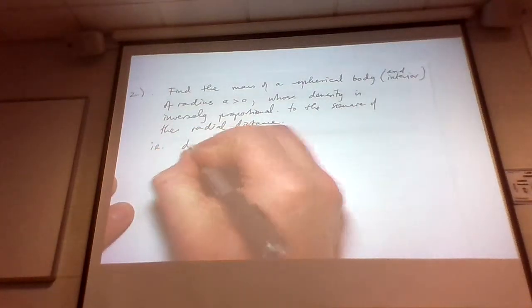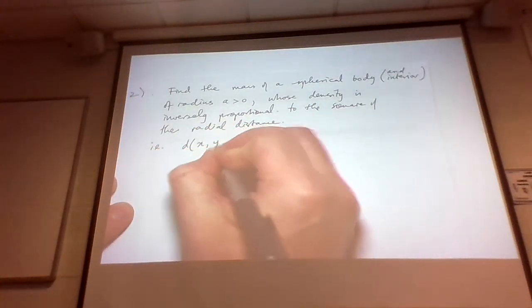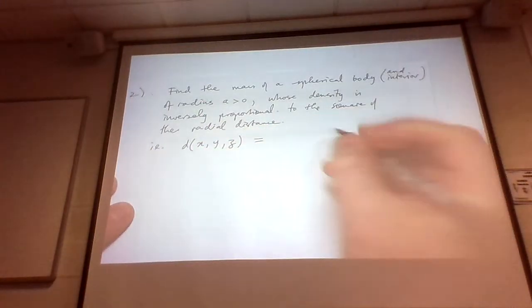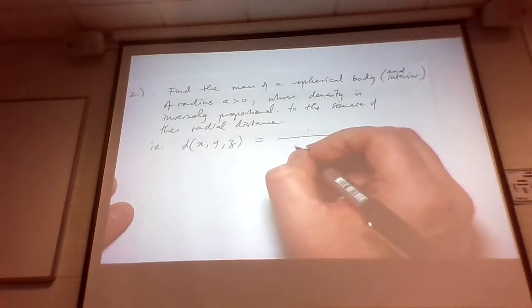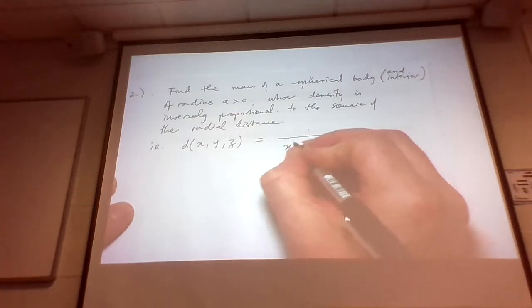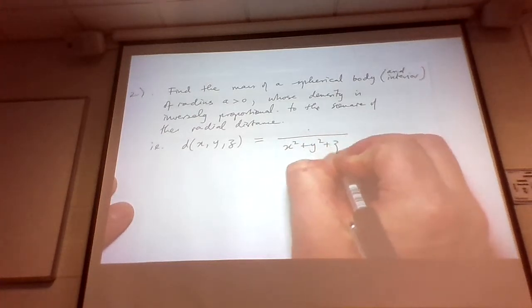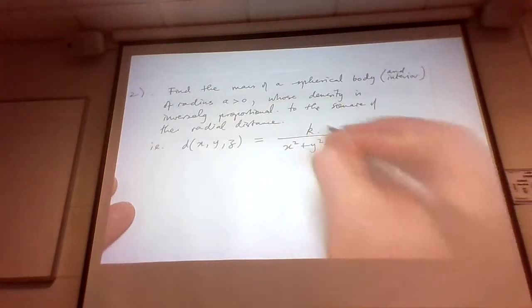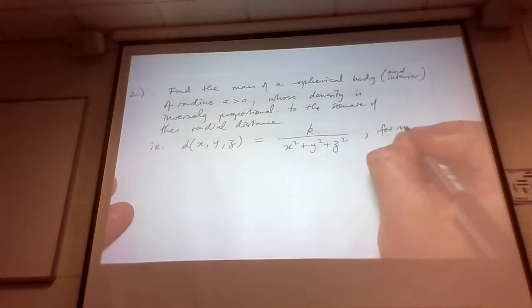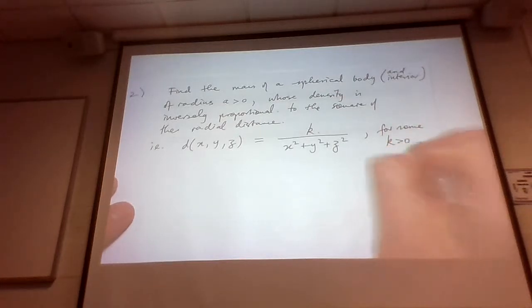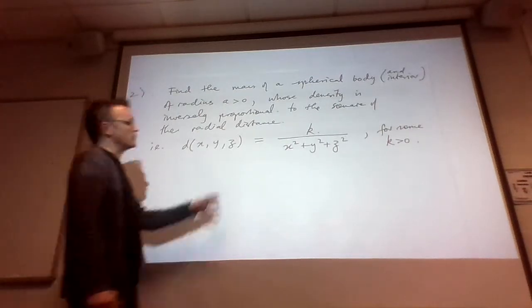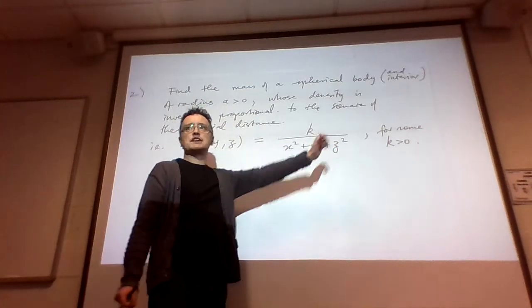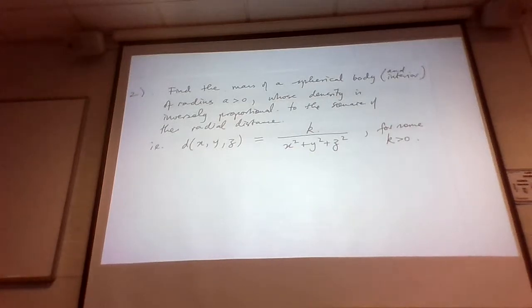I.e., the density d of this body, at a certain point x, y, z, is inversely proportional to the square of the radius, that's this quantity x squared plus y squared plus z squared. There's some constant of proportionality k, and we have the reciprocal of the square of the radius, x squared plus y squared plus z squared.